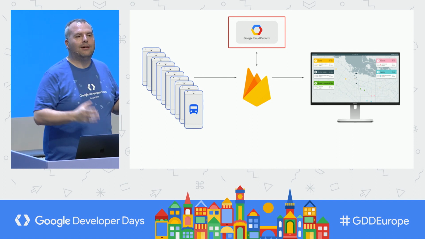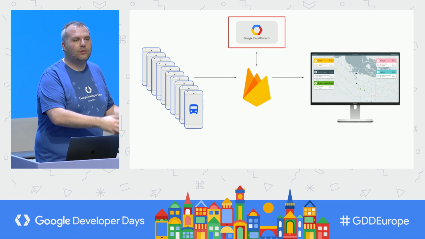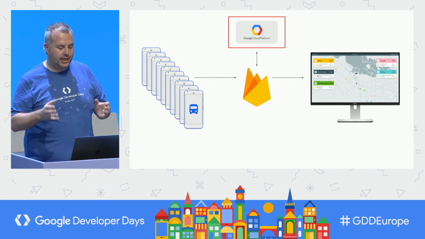Okay, so I told you about the Android phones. They put their location information into Firebase. Firebase then notifies our Node.js process running on Google Compute Engine. So this component has a couple of things that it does. It has a list of responsibilities, but I'm going to go through two this afternoon.